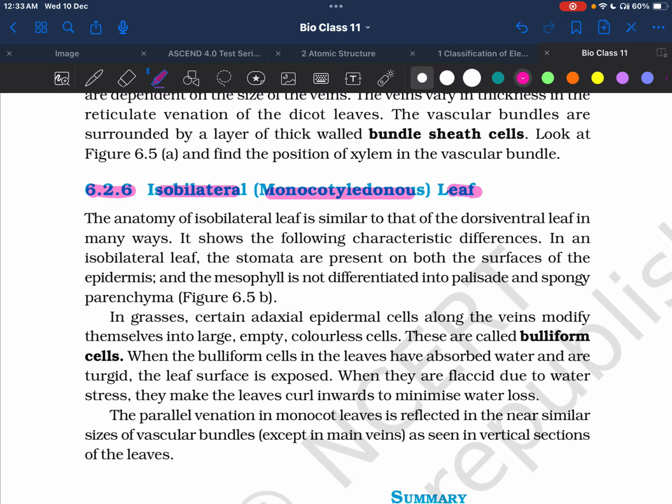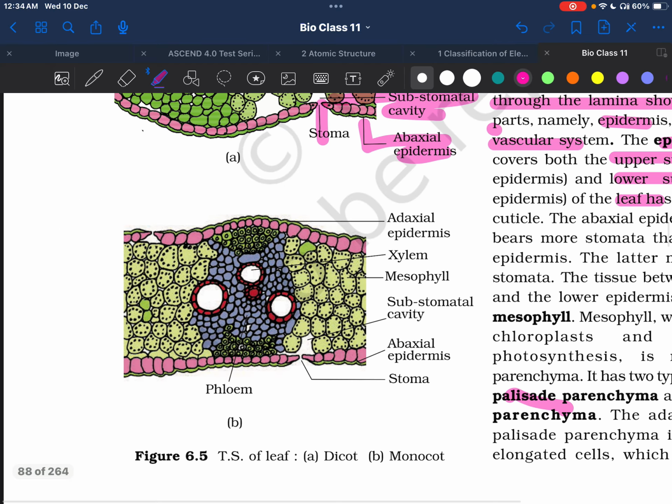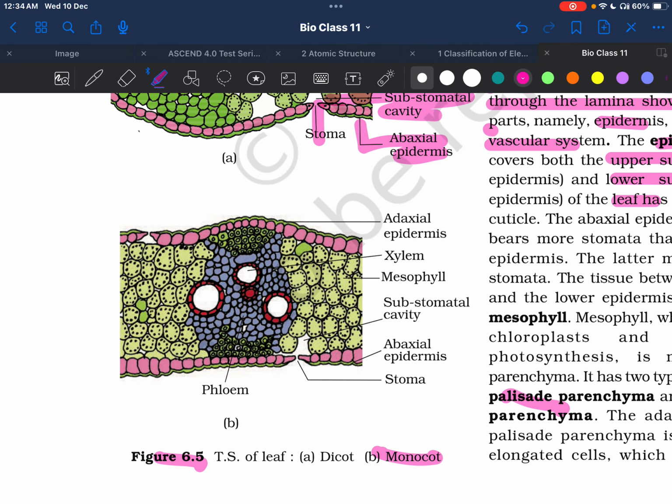When the bulliform cells in the leaves have absorbed water and are turgid, the leaf surface is exposed. When they are flaccid due to water stress, they make the leaves curl inwards to minimize water loss. The parallel venation in monocot leaves is reflected in the near similar sizes of vascular bundles, except in main veins, as seen in vertical sections of the leaves. Figure 6.5b, monocot: adaxial epidermis, xylem, mesophyll, substomatal cavity, abaxial epidermis, stoma, phloem.